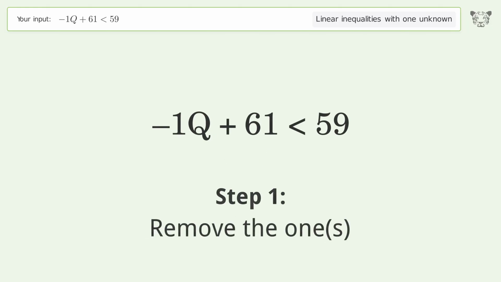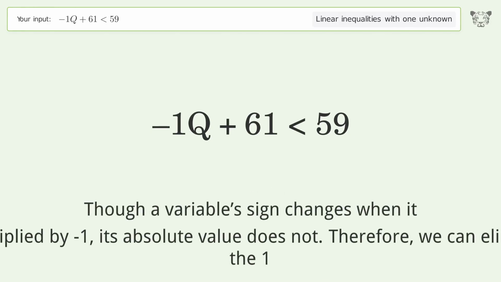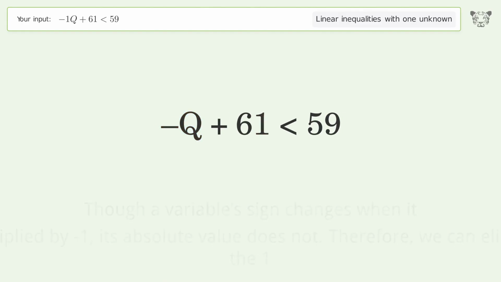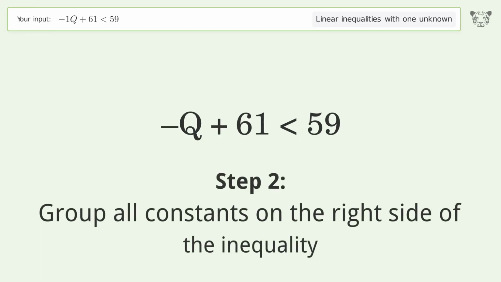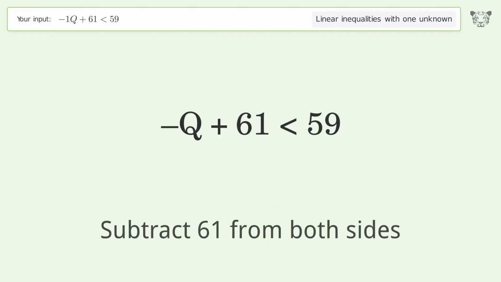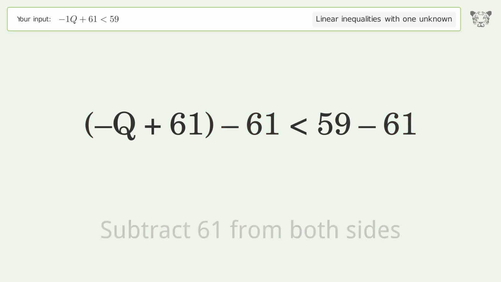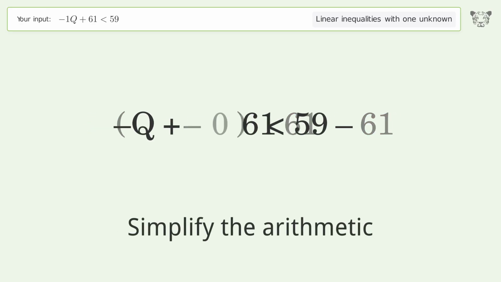Remove the ones. Though a variable sign changes when it is multiplied by -1, its absolute value does not. Therefore, we can eliminate the 1. Group all constants on the right side of the inequality. Subtract 61 from both sides. Simplify the arithmetic.